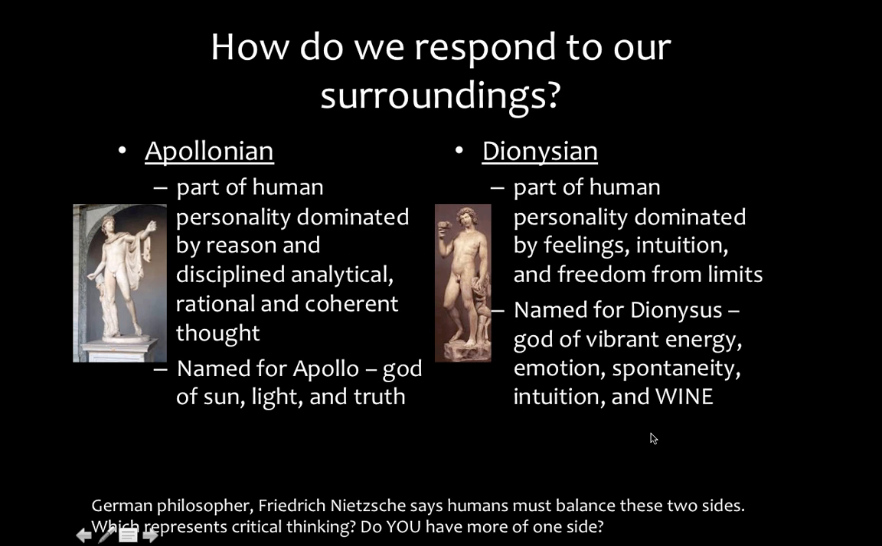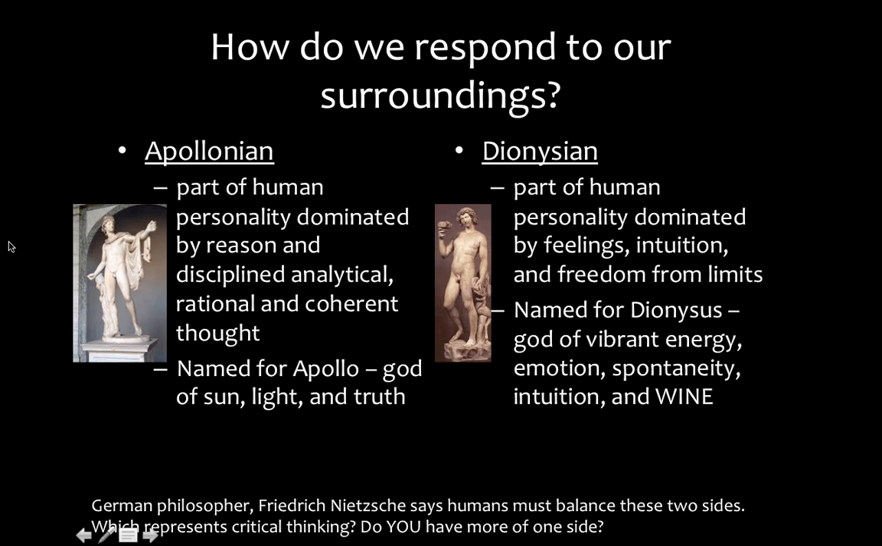So one of the ways that we can begin to think critically is to understand that each one of us has a different way that we respond to our surroundings, to our situations. And the book parses this out into two types. One is called Apollonian and the other one is Dionysian. Our Apollonian response to situations is named for the god Apollo. The Dionysian response is named for the god Dionysus. So these are two Greek gods.